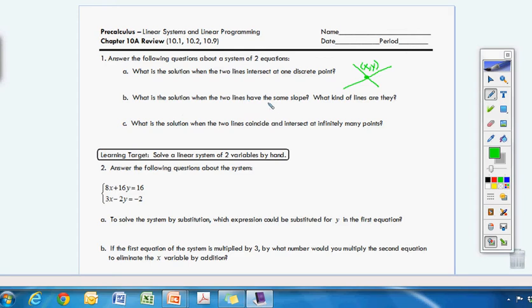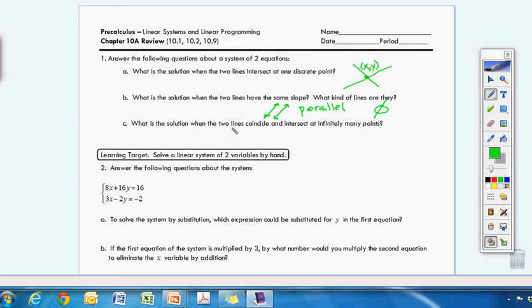What's the solution when the two lines have the same slope? If we have two lines that have the same slope, they're never going to intersect because they're parallel. So therefore, there is absolutely no solution. They will never touch, they will never intersect each other, therefore they will never come up with this discrete point.